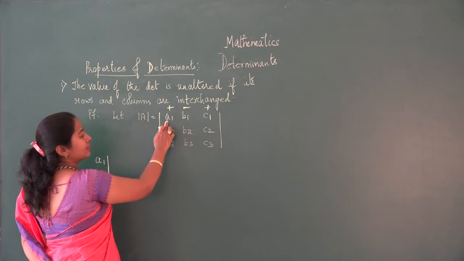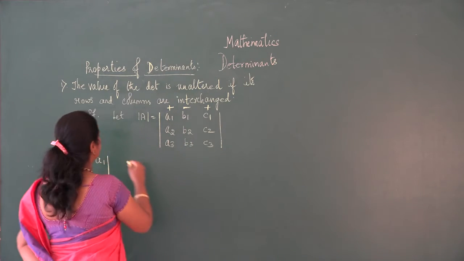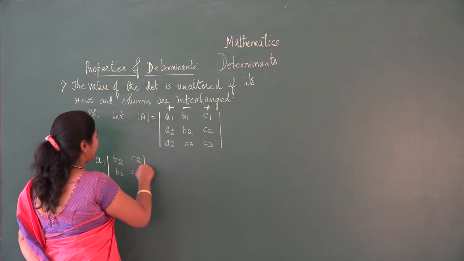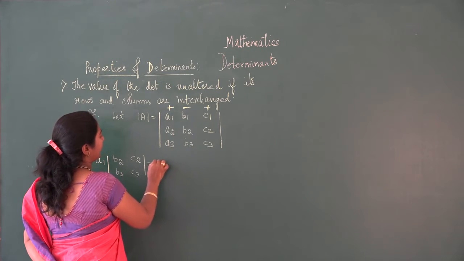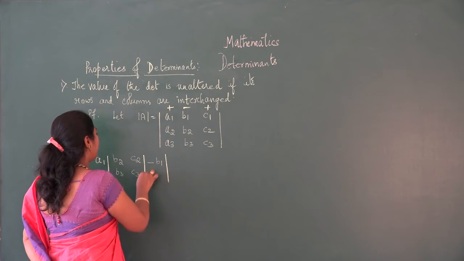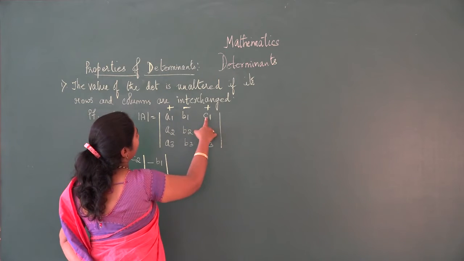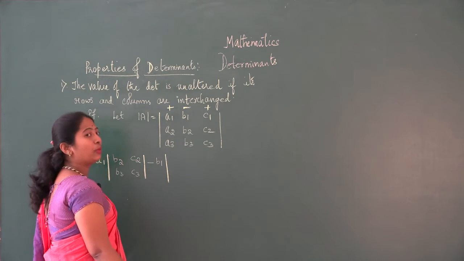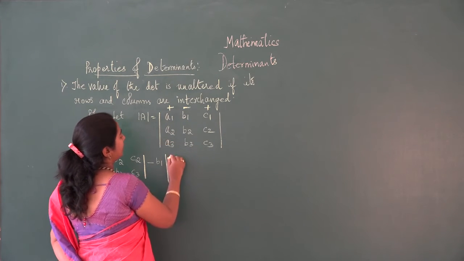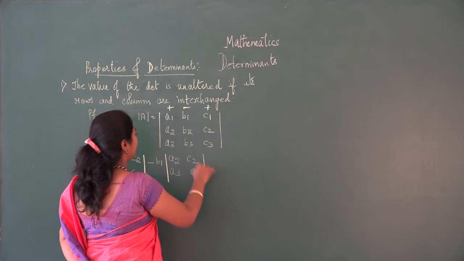So when we consider the element A1, we are supposed to leave that particular row and that particular column. So what is left out? B2, C2, B3, C3. What is the sign associated here? Minus. Which element are we considering here? B1. So you are supposed to leave B1th row and B1th column. Which is B1th row? A1, B1, C1. Which is B1th column? B1, B2, B3. So leaving this row and this column, which elements will you consider? That is A2, C2, A3, C3.